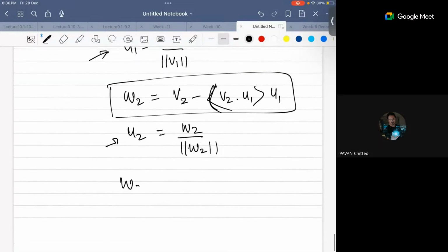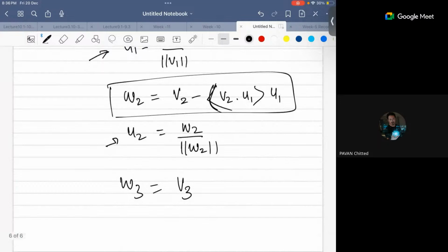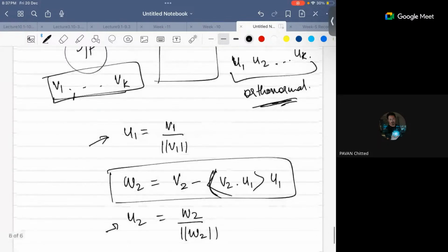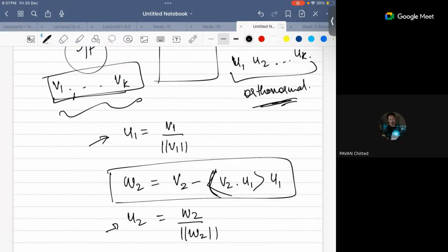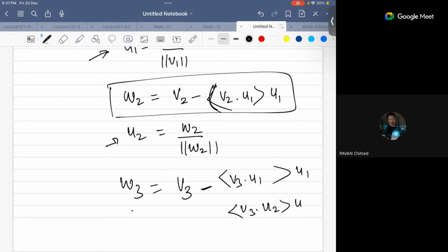Similarly, you can get w3 also. From v3, you just subtract the other parts: v3 in the direction of u1, and then v3 in the direction of u2, correct? You were having some vectors earlier, independent or not independent, that doesn't matter, and you're trying to make them an orthonormal basis. Similarly you can get u3 as w3 upon the norm of w3.